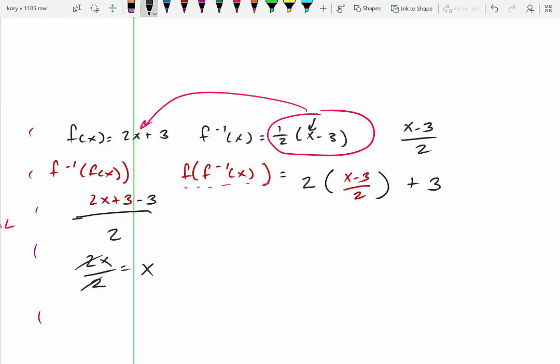Are you able to cancel out those 2's? Yes, you are. So we get x minus 3 plus 3. The 3's cancel out. You're left with x. So does it check out? Yep, that is an inverse. And that's part of the answer. You have to have that when we fill out. Yeah, you do. You have to check it.